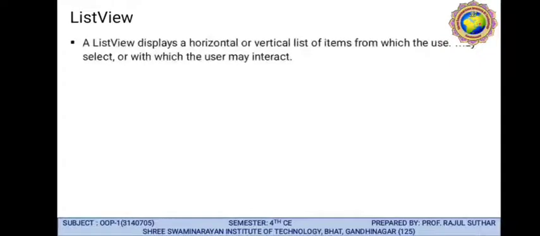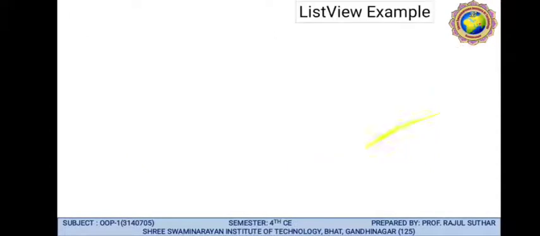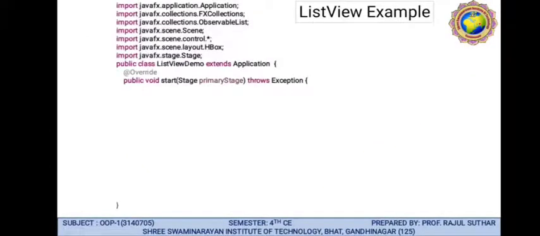List view, same way. If we want to display a horizontal or vertical list of items from which the user can select or with which the user may interact, here is the constructor for the list view. It creates the default list view which will display the contents stacked vertically, and list view takes an observable list. Here the item creates a default list which will stack the content. So this is the example for list view.